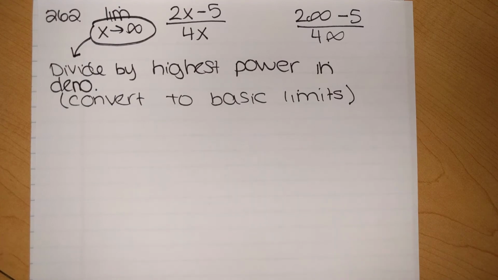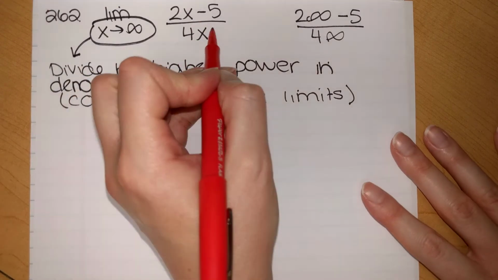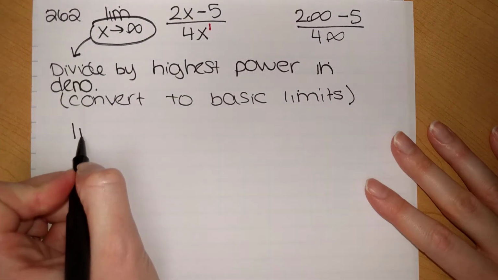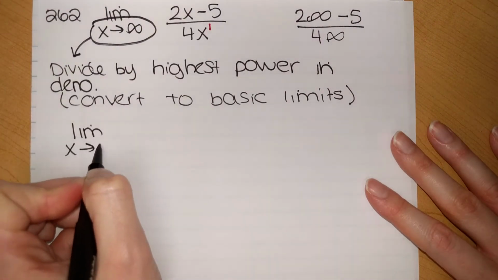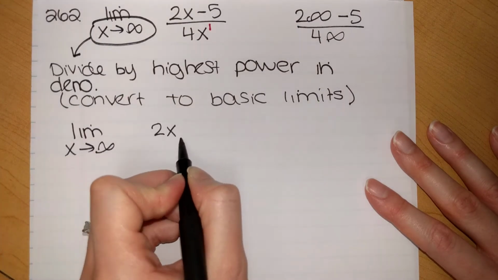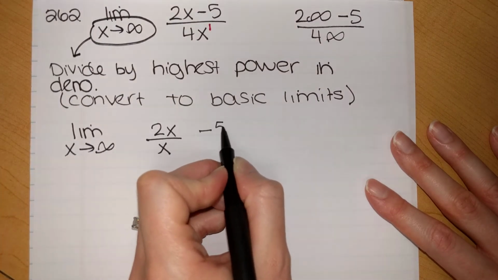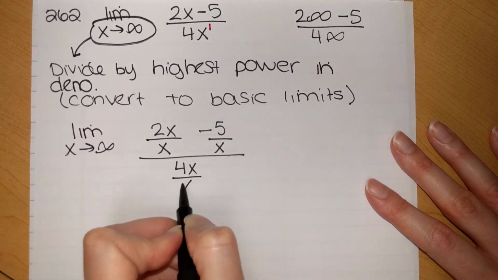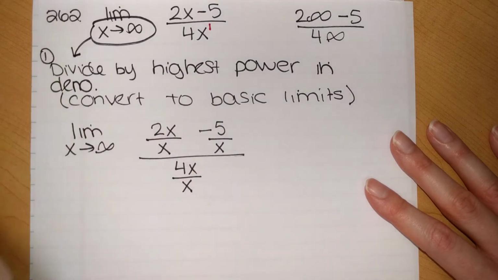When you look at the denominator, there's only one term there. The highest power is 4x to the first, so just x to the first is what we would divide by. So this is going to look like the limit as x goes to infinity. The 2x is going to get divided by x. The 5 gets divided by x. The 4x gets divided by x. So that's our first step, is that we divide.